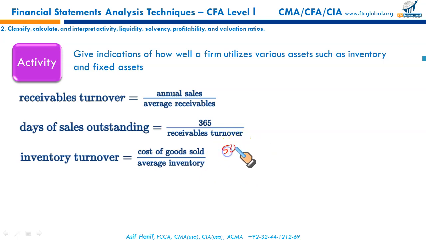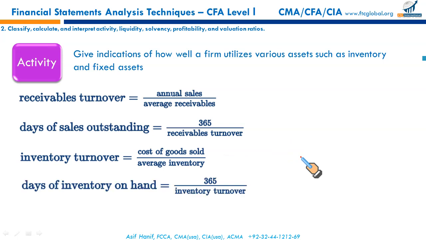Let's say my CGS is 50,000 and my average inventory is, let's say, 25,000. It means my stock sells 2 times in 1 year. Twice it is replenished, refilled, twice a year. Now I would like to calculate after how many days I need to buy my stock. In the same way, just like 365 upon receivable turnover, we have 365 upon inventory turnover. This will give you after how many days your stock sells and is replenished. So they are almost similar in nature.